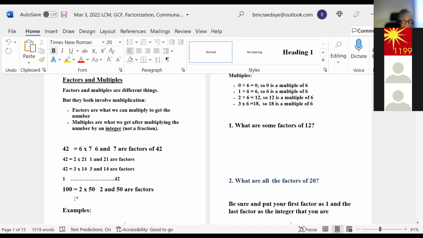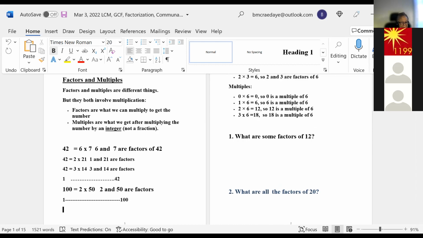What are some factors of 50, Mercedes? Just a minute. What are two numbers you can multiply and get 50? 25. That's right. 2 times 25 for 50. So then 25 can be a factor of 100. So what can I multiply by 25 to get 100?